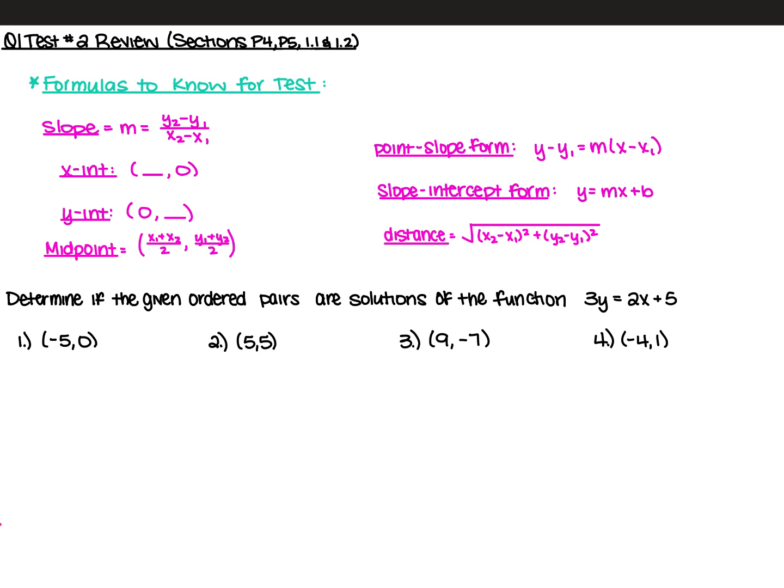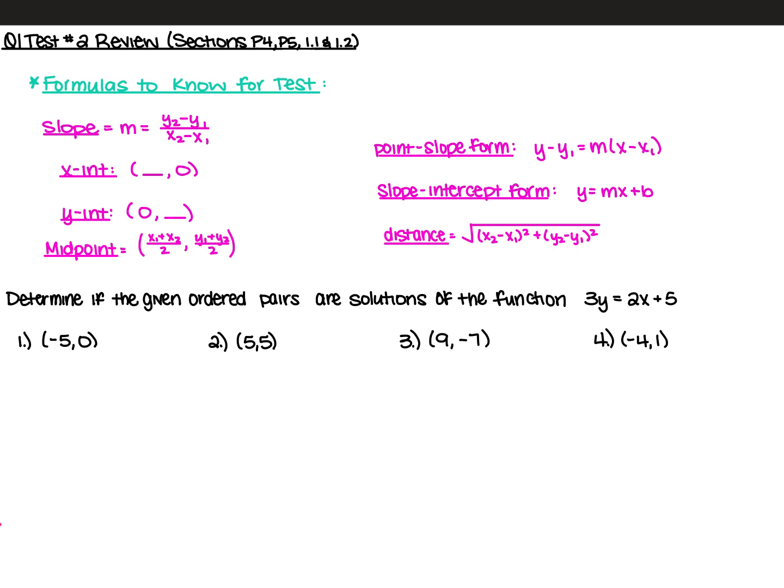So memorize them. You got your slope formula, which is just the difference of your y values over the difference of your x values. To find your x-intercept, you give the ordered pair something comma 0, so you're going to plug in 0 for y, solve for x. To give your y-intercept, you're going to plug in something for x, find y, give the ordered pair 0 comma something. You need to know how to find your midpoint, so the sum of your x values divided by 2, comma the sum of your y values divided by 2.